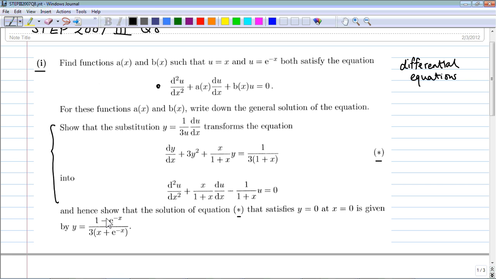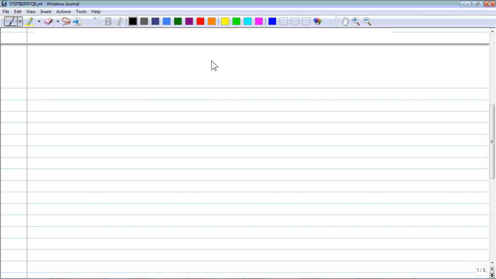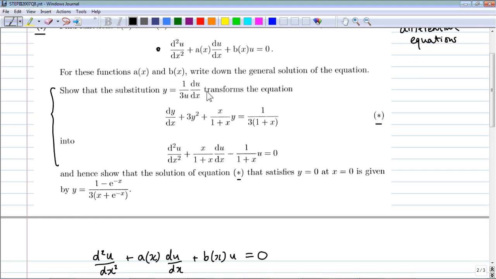Okay, so this first part, I would say most of it's quite easy, but there's maybe one little idea that a lot of people I think would struggle with. So let's start at the beginning. We need to find functions a and b such that these two functions are solutions to this equation. So let's write the equation first. The equation is d2u by dx squared plus a of x, so a as a function of x, times du by dx, plus b function of x times u is equal to 0. That's our starting point.